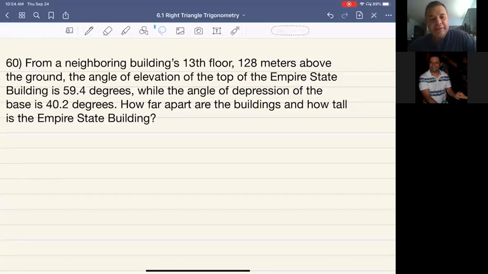All right, welcome back. So we got this problem, the Empire State problem. How tall is the Empire State Building? Okay, so we're given this information. We've got a neighboring building. We're at the 13th floor, and that's 128 meters above the ground. Okay, the angle of elevation to the top, that should be to the top, sorry.